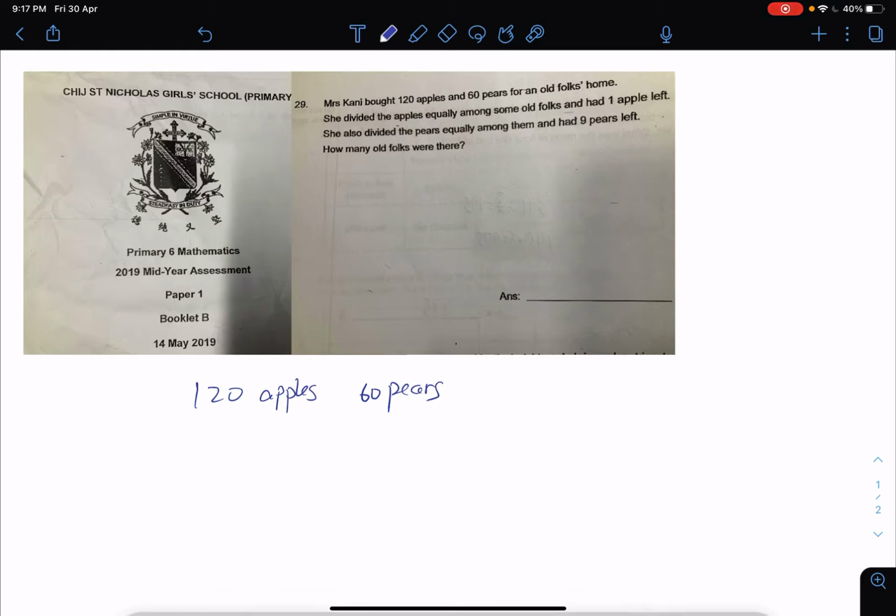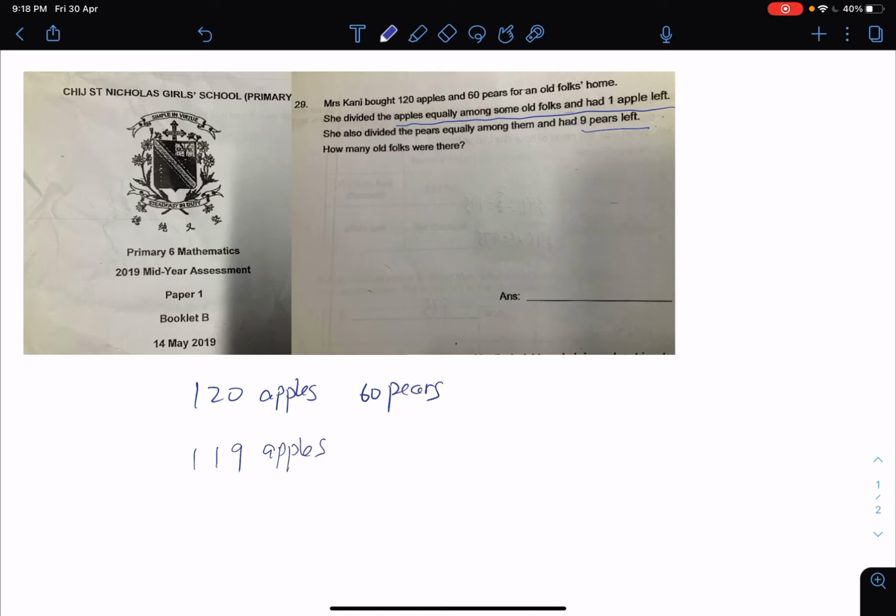Okay, this, right, normally we start to use the common factor, the largest common factor. She also divided pears equally among them and 9 pears left. How many old folks were there? Okay, so we need to use the apple left, so the number actually used is 119 apples, right?